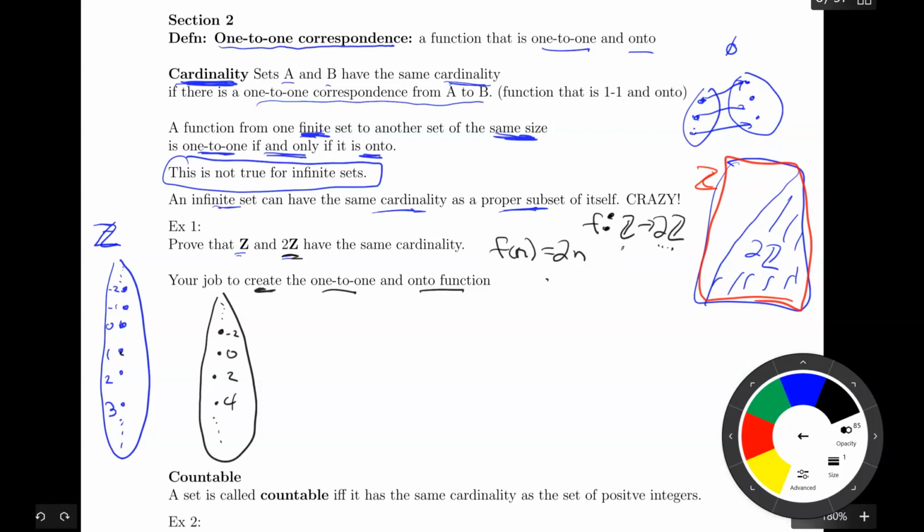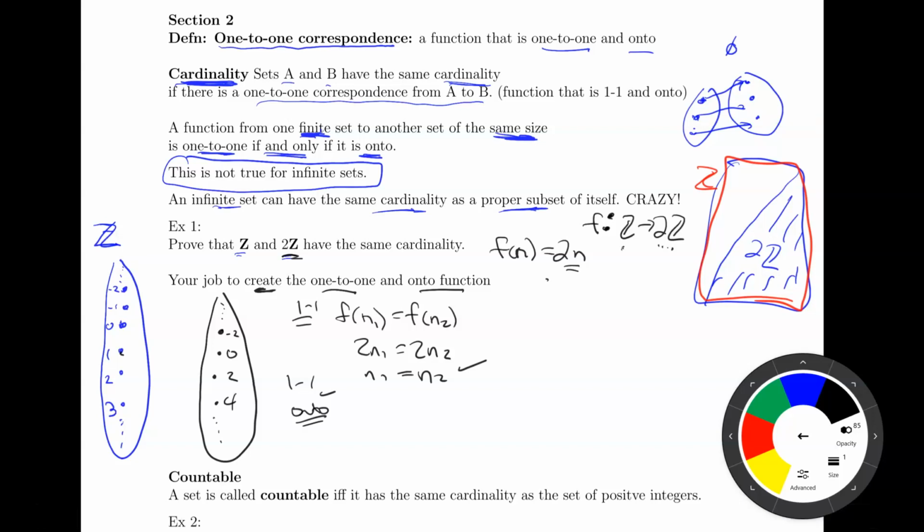Now let's show that it is one-to-one. What does it mean to be one-to-one? If I have f of n1 equaling f of n2, then I'll end up getting algebraically that n1 equals n2. So using the function, look at that, it is one-to-one. Check.